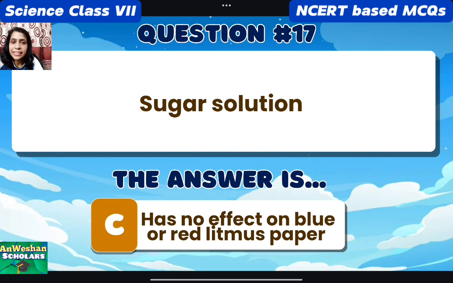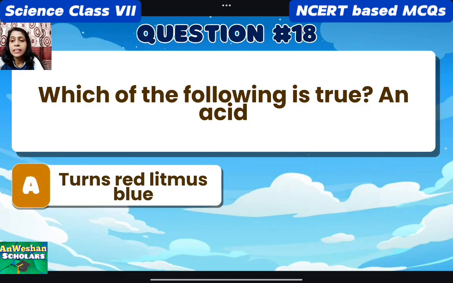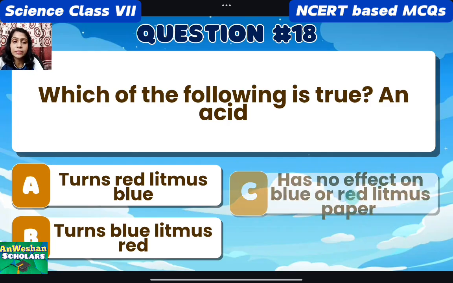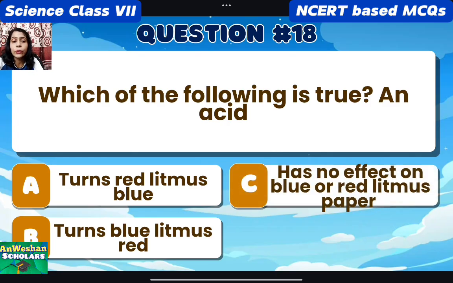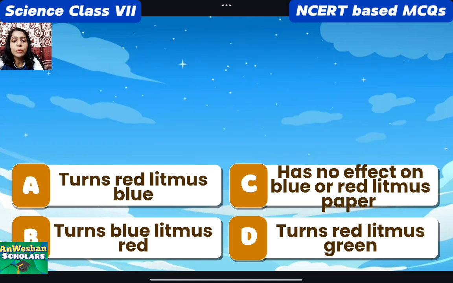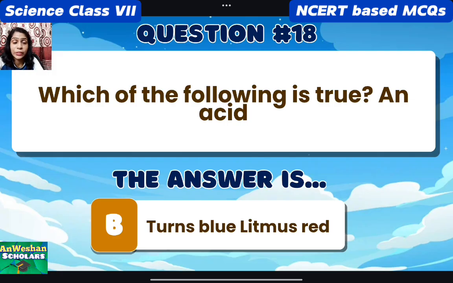Now moving on to the next question. Which of the following is true? An acid: A, turns red litmus blue, B, turns blue litmus red, C, has no effect on blue or red litmus paper, D, turns red litmus green. Recall, acid turns blue litmus red. I had already given a mnemonic device for that in our video lecture. So acids turn blue litmus red. Our option B is the correct option. I hope you got that right.